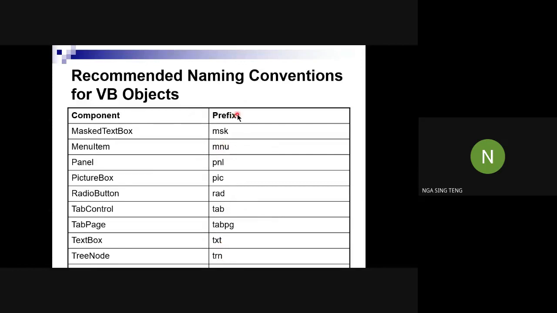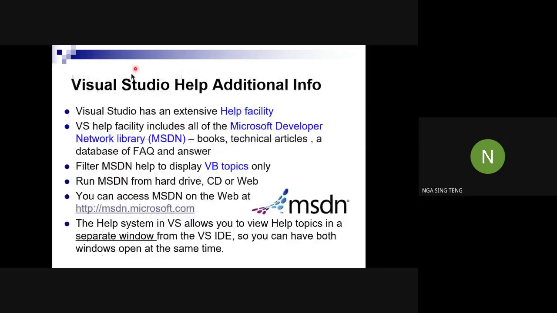You can take a look. So now Visual Studio help, additional information. Help facilities. You can simply Google it. You can just simply press F1. VS Help facilities include all the Microsoft Development App Library. This is the one that I mentioned, MSDN.